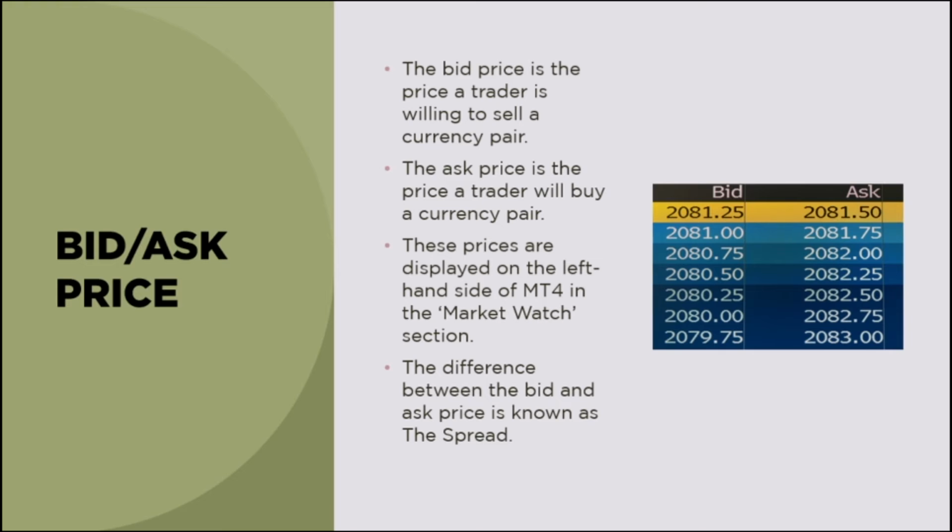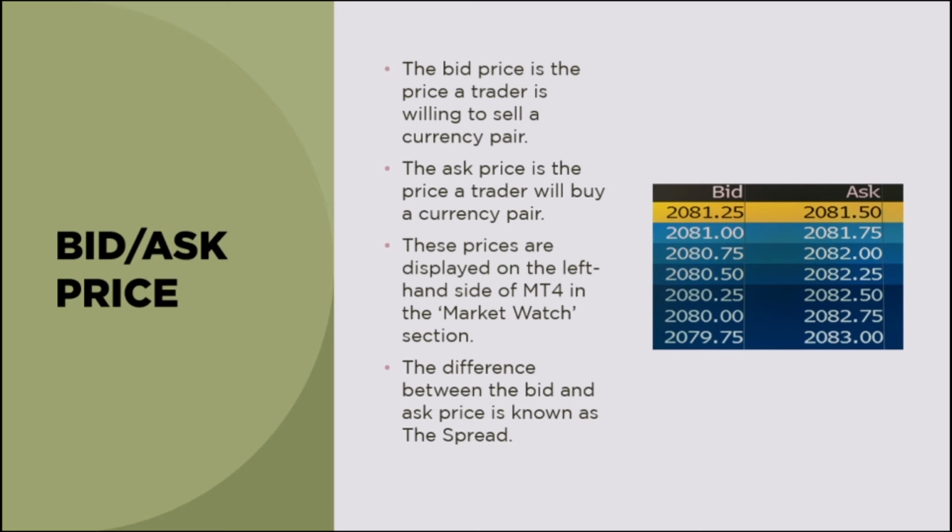All right, let's talk about bid and ask price. The bid price is the price a trader is willing to sell a currency pair. The ask price is the price a trader will buy a currency pair. These prices are displayed on the left-hand side of MetaTrader 4 in the Market Watch section. The difference between the bid and the ask price is known as the spread. So you can look at the little chart that I put in my slide, so you can have a better understanding of what I'm saying.